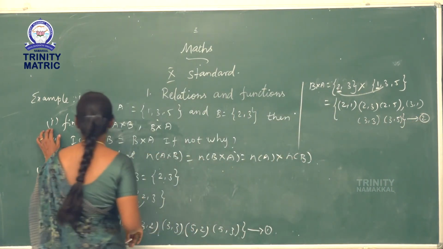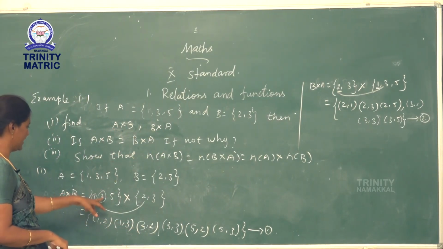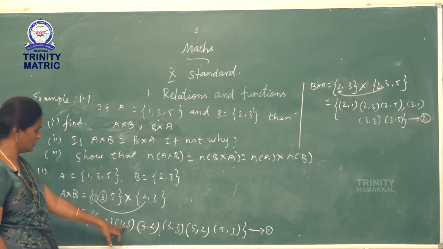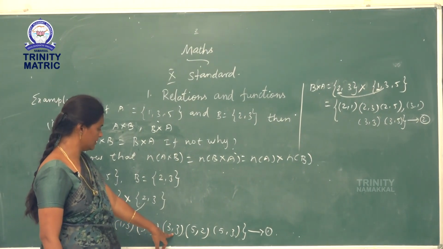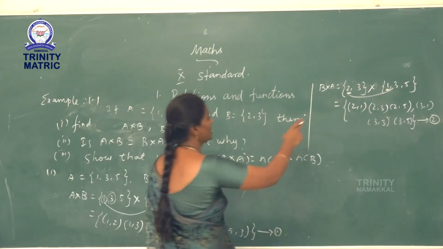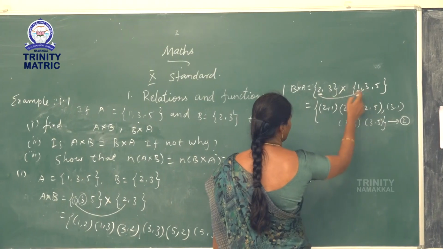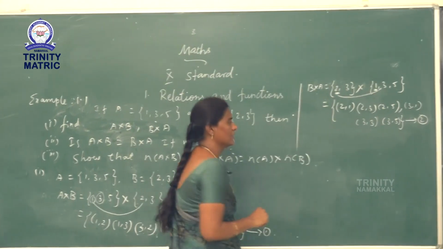Here the first one is to find A cross B and B cross A. A cross B is (1, 2), (1, 3), (3, 2), (3, 3), (5, 2), (5, 3). Then B cross A is (2, 1), (2, 3), (2, 5), then (3, 1), (3, 3), (3, 5). Yes.